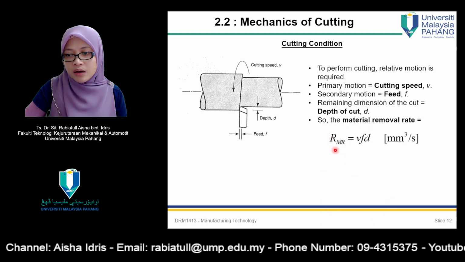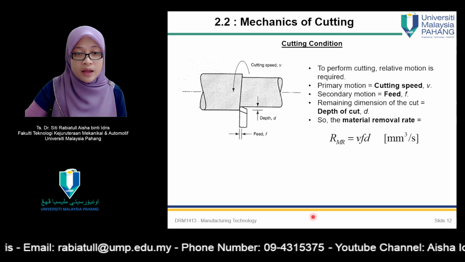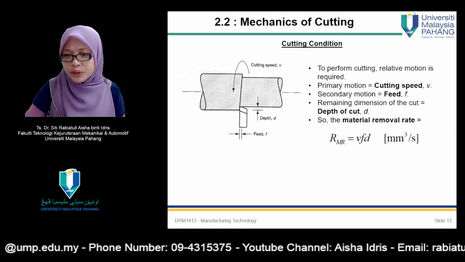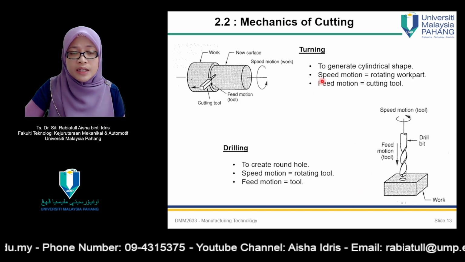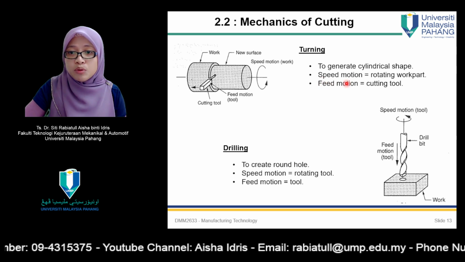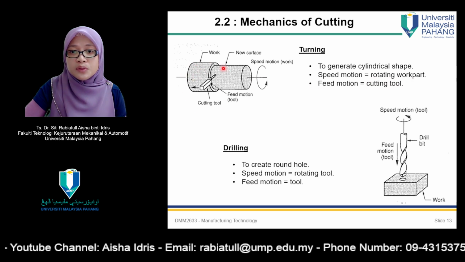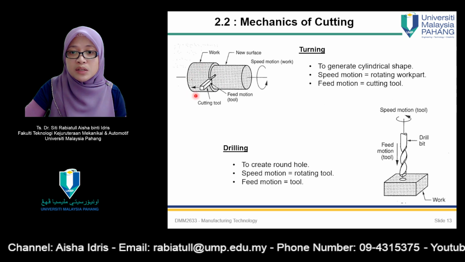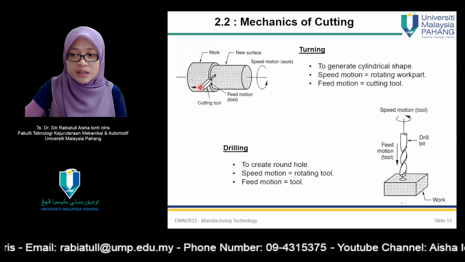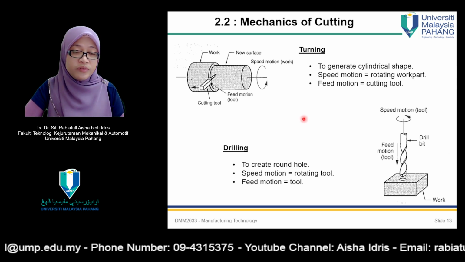Material removal rate, RMR, or sometimes they use MRR, as for the terminology. And for turning, normally it is used to produce a cylindrical shape, and its speed motion actually represents the rotating work part. This is the workpiece. So speed motion is actually referring to the workpiece speed. Feed motion refers to the cutting tool. This is a cutting tool. So how deep the cutting tool goes into the workpiece, that is called feed motion.